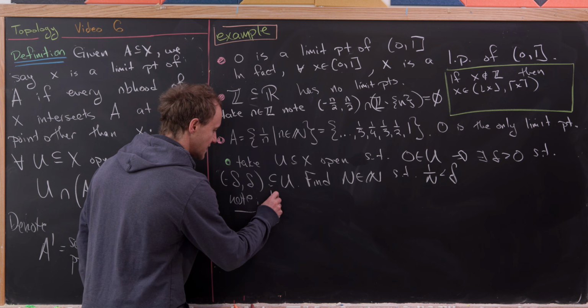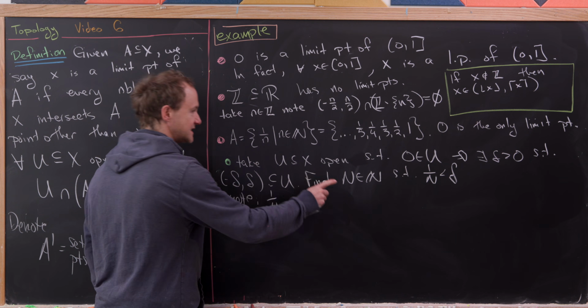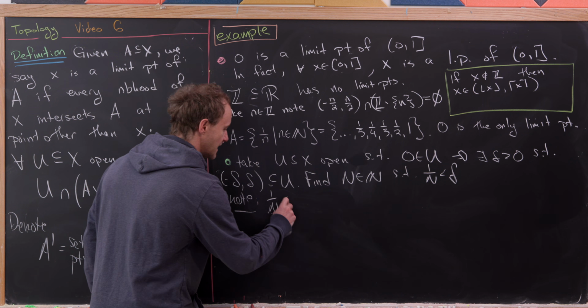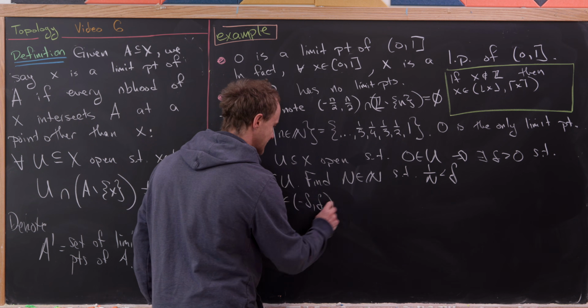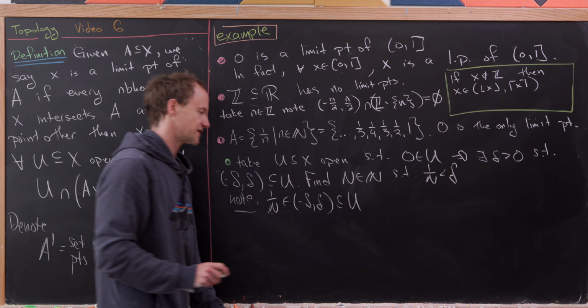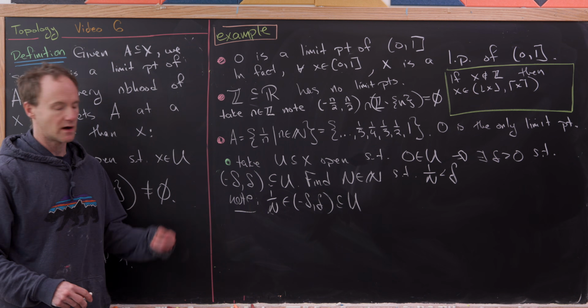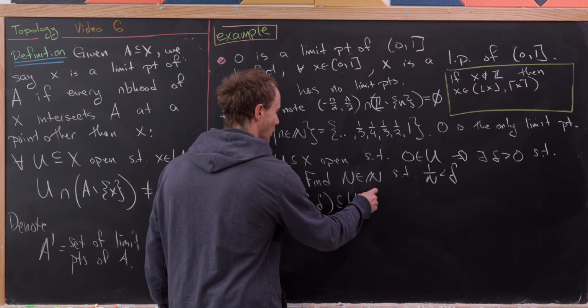And now let's notice that 1 over n, since it's less than delta and it's pretty clearly bigger than 0, means it's on the interval from minus delta to delta, which is a subset of U. And so, well, notice that tells us what?